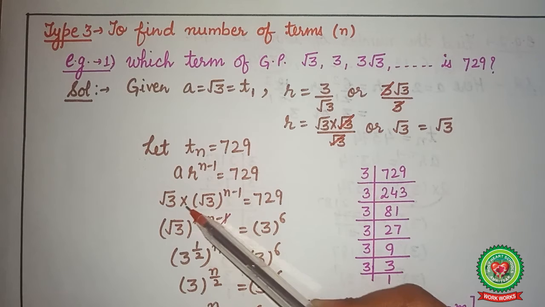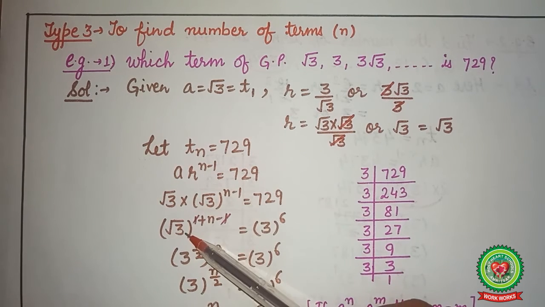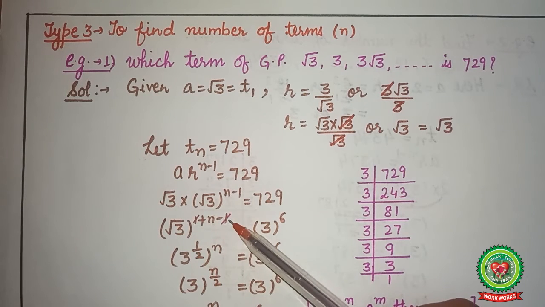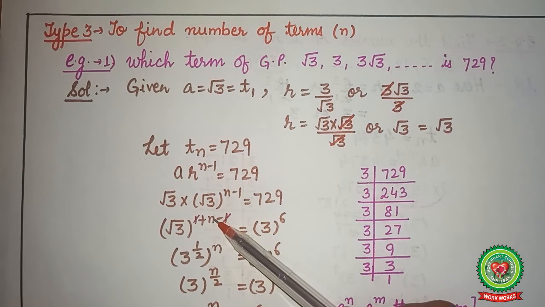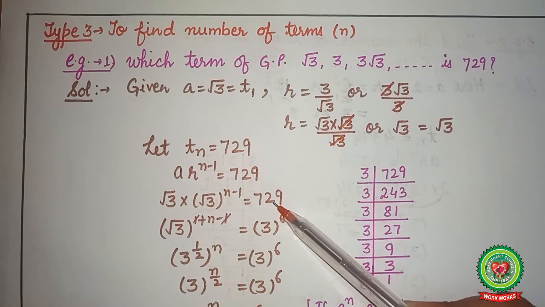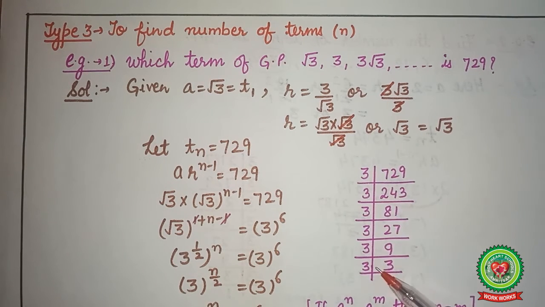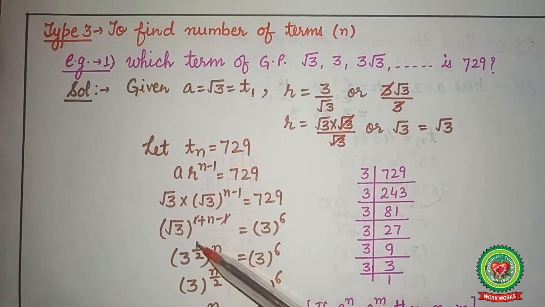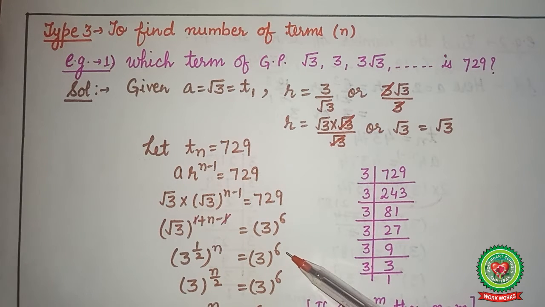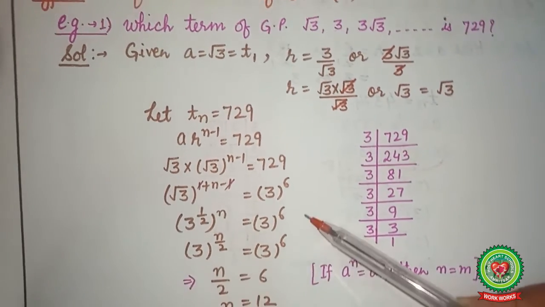Here we have two terms with the same base, so their powers can be added. So root 3 raised to power 1 plus n minus 1. Minus 1 and 1 will cancel out. We are left with root 3 raised to power n. Now on the right hand side we have the number 729. On factorizing we get 3 raised to power 6. Now the root can be replaced as power 1 by 2, so 3 raised to power n by 2 is equal to 3 raised to power 6.